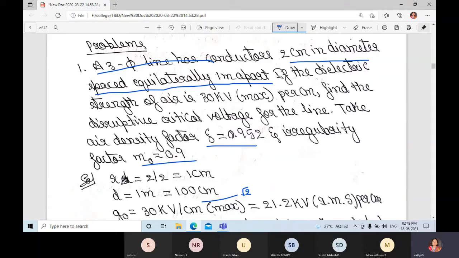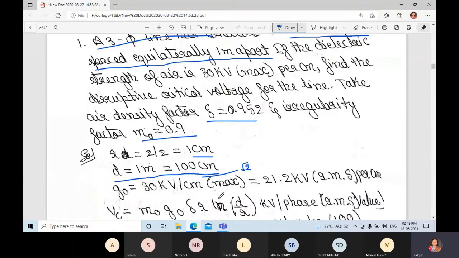So R is equal to, they have given the diameter 2 cm. R is equal to 2 divided by 2, you will get 1 centimeter. D is equal to, they have already given 1 meter apart, that is 100 centimeter. Okay. What about G naught? G naught they have given as 30 kilovolt per centimeter. We need to convert G naught into RMS value. Just multiply by square root of 2. You will get 21.21 kV. That is in RMS.